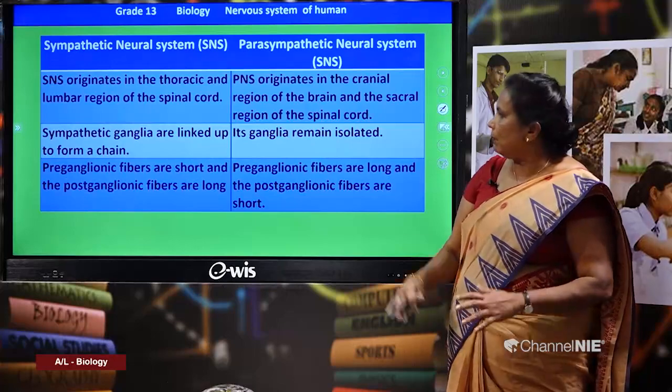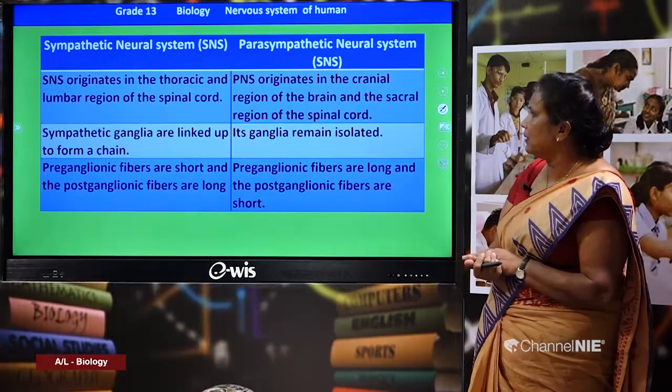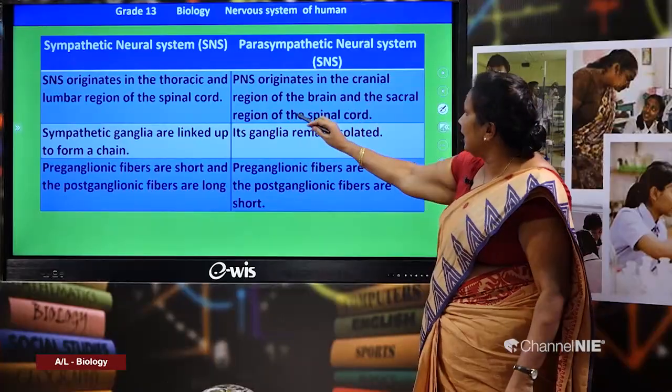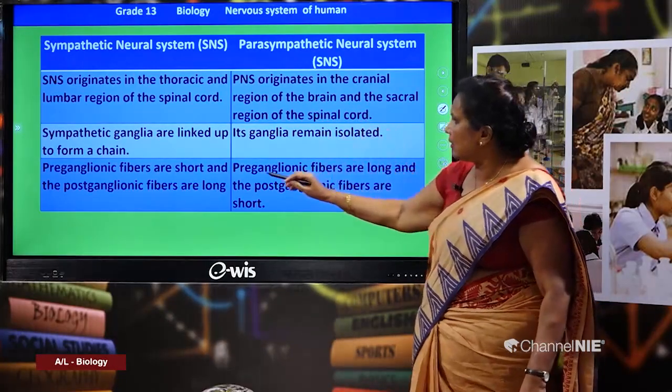Then there are actually a number of differences between parasympathetic and sympathetic, as you see here. I explained earlier the regions which supply nerves to the sympathetic and parasympathetic. You can see the thoracic and lumbar region of the spinal cord, the sympathetic nervous system emerges, and the parasympathetic, that is the cranial region and the sacral region.